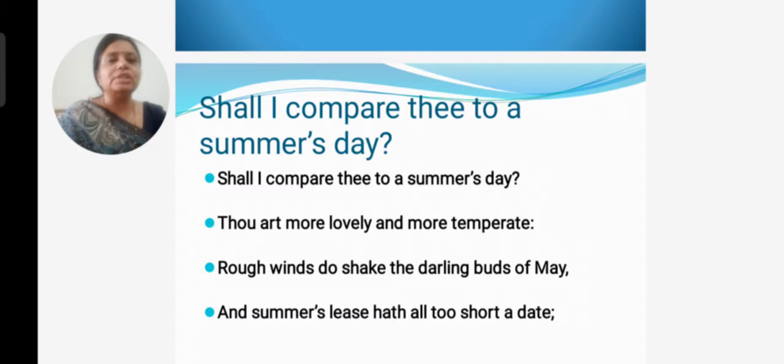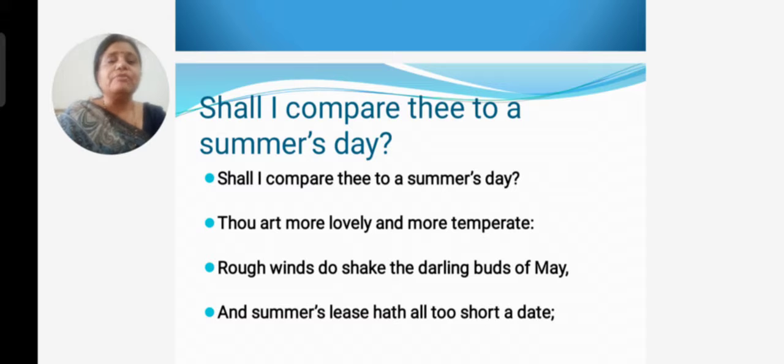Now these are the qualities of a summer's day. It is lovely, but it is windy also. And what happens during the summer's day? Rough winds blow and they cause harm to the beautiful buds of May, to the darling and delicate buds and flowers which bloom in the month of May. So this quality of a summer's day makes it incapable of being compared to the beauty of the fair youth.